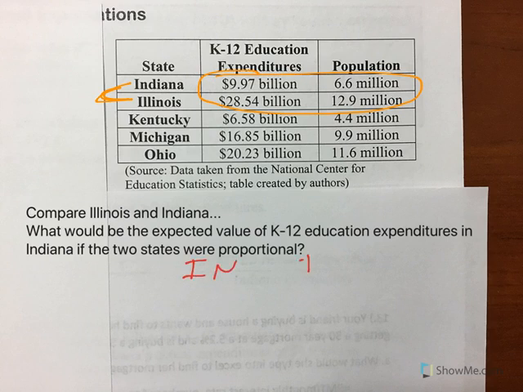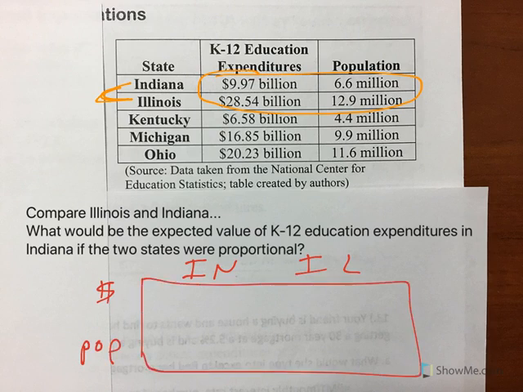We're comparing Indiana and Illinois. We have the expenditures, we have the population. Okay, so this kind of gives us our overall setup for our proportion. So now let's fill in the blanks. The first thing is that the expected value in Indiana, so the X is here, because we're trying to figure out how much would Indiana spend if they spent like Illinois.